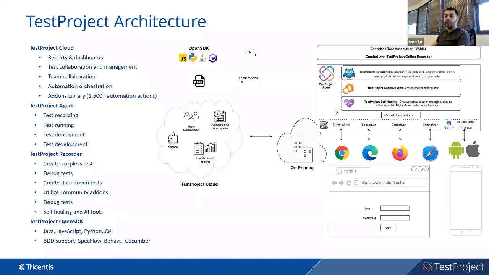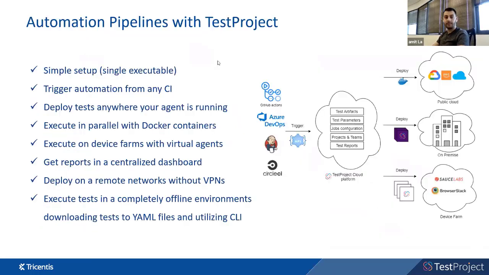The agent has three main components which help stabilize your tests and also reduce flakiness. Those three components are the TestProject Automation Assistant, the TestProject Adaptive Wait, and the TestProject Self-Healing. The TestProject Agent utilizes Selenium for web and Appium for mobile, as you can see at the bottom. If you choose to, you can also run your coded tests using our Open SDK.